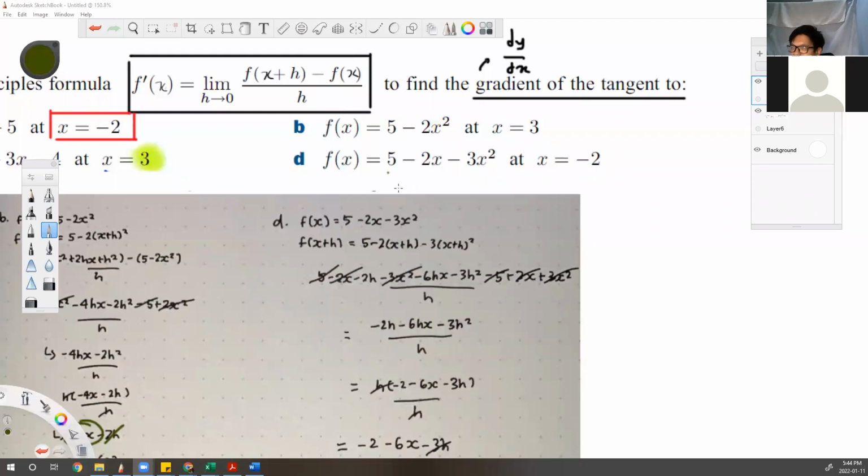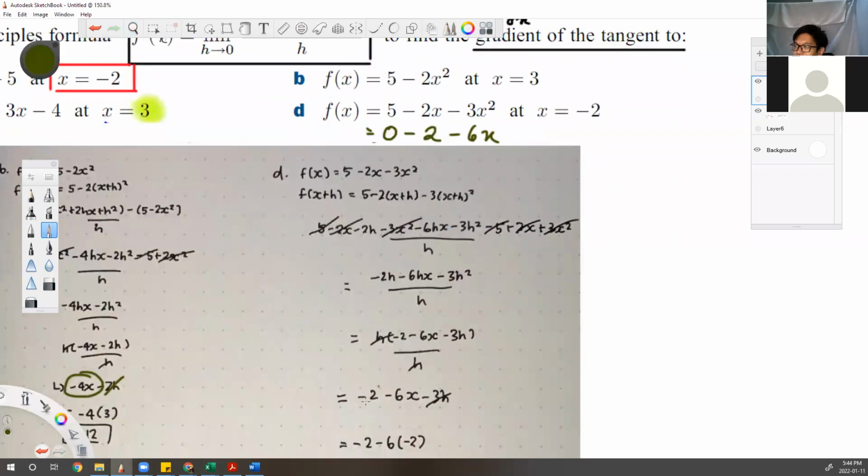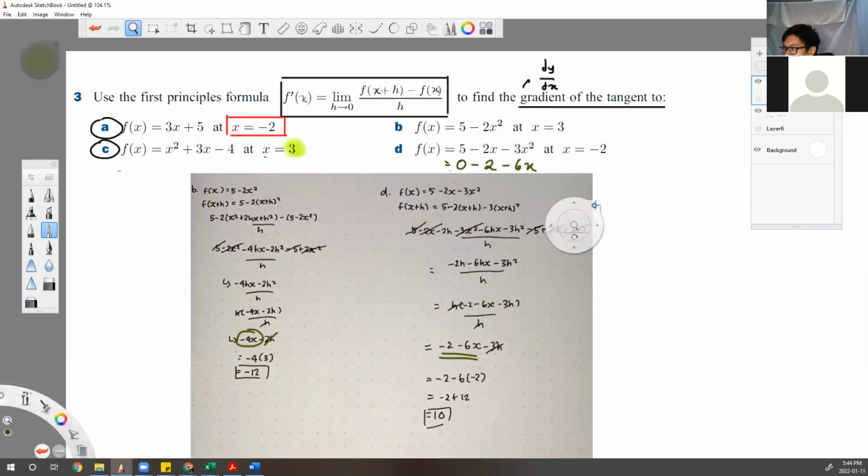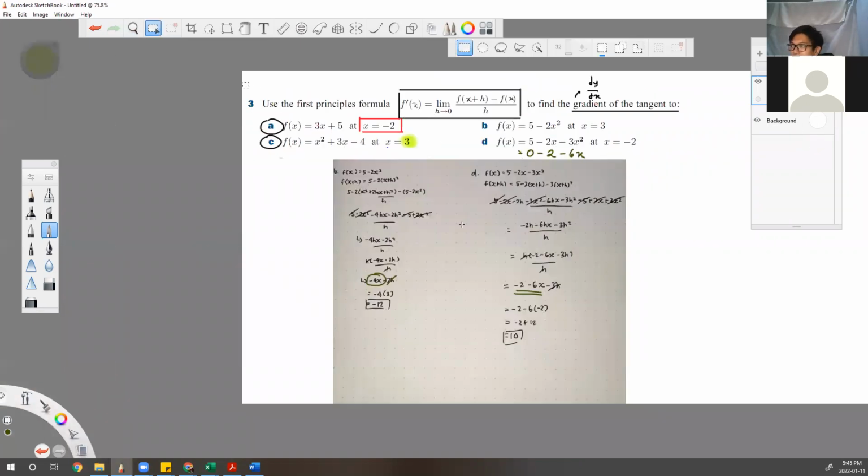Okay, so if this, I can easily just put this figure 2 as 0. I can see it well. 2 minus 6x. So negative 2 minus 6x, and that's right. And x equals negative 2. That's all. Here, everything is right. Good job. Nice.